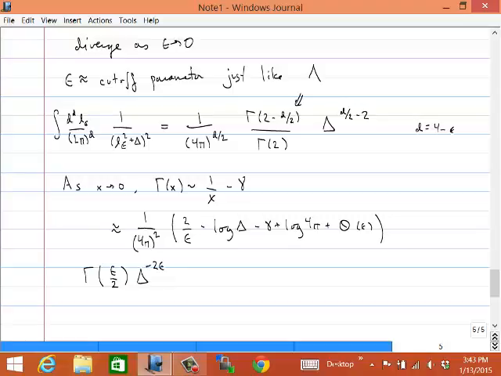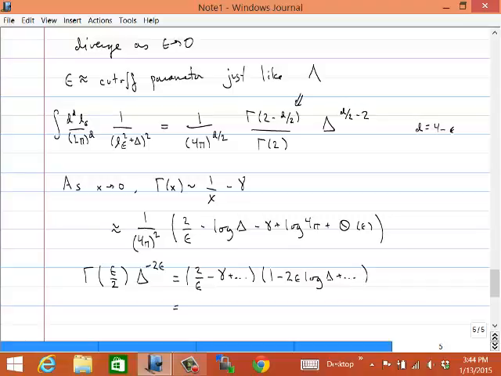You might think that as epsilon goes to 0, that gives you a delta to the 0, so it's independent of delta. But you need to be a little bit careful when you do that. The reason being that you can write this as 2 over epsilon minus gamma plus order epsilon. And then delta to the minus 2 epsilon is e to the minus 2 epsilon log delta, otherwise known as 1 minus 2 epsilon log delta plus higher order in delta.